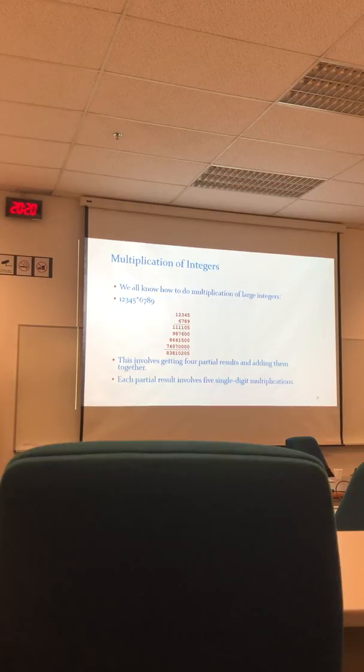Altogether, you have to do 4 here. Every one of them has to be multiplied. So here is 5 digits, here is 4 digits. For every one of them, you multiply by 5. Then you do this 4 times. So altogether, there are 20 single-digit multiplications involved.